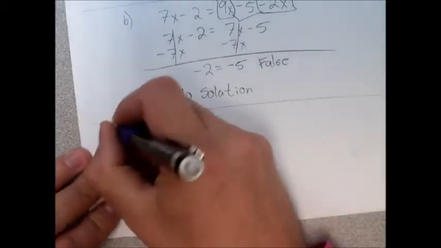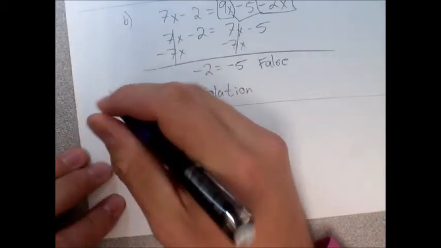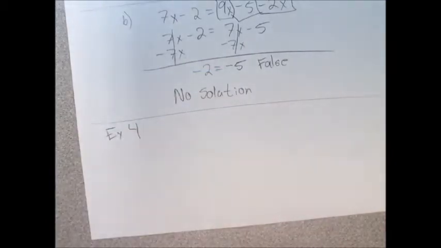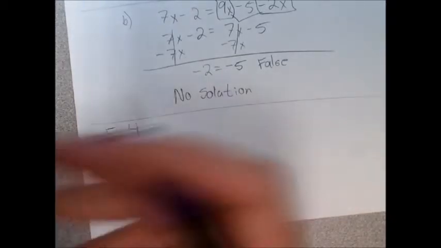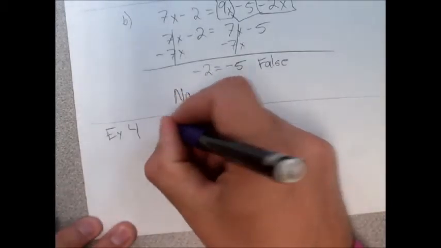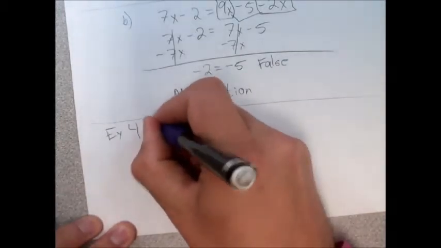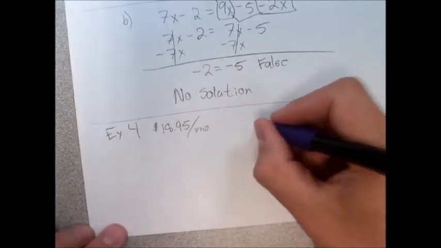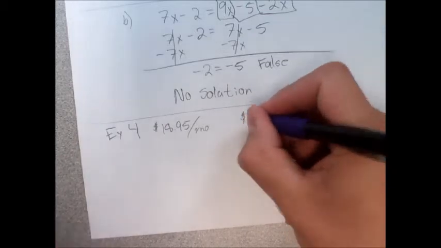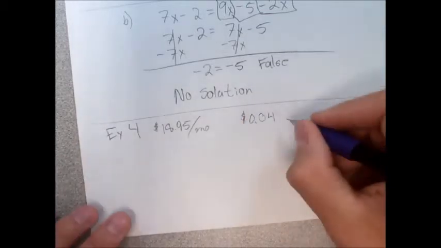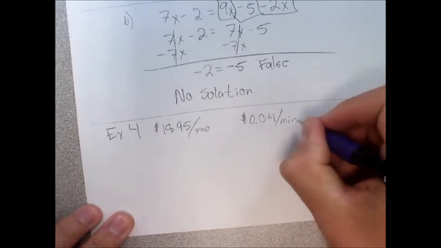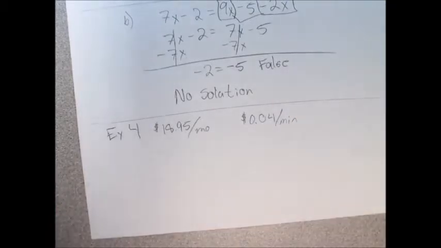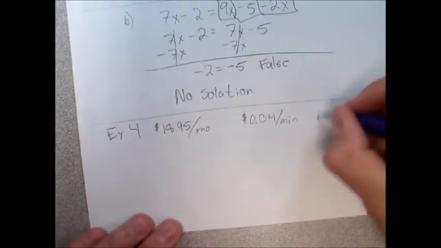Okay. Example 4. This is the application of telephone rates. This is how they used to charge for telephones, like cell phones. They don't really do that anymore. Telephone company charges $18.95 per month for local calls and 4 cents by the minute, so 4 cents per minute for long distance calls. So this is telephone company A. That's the group A.